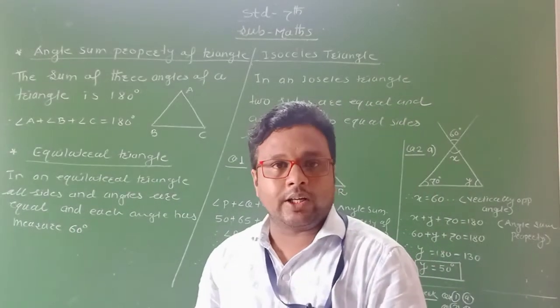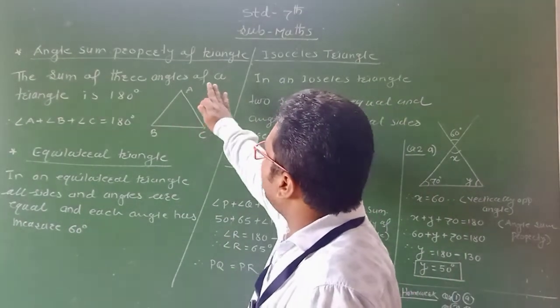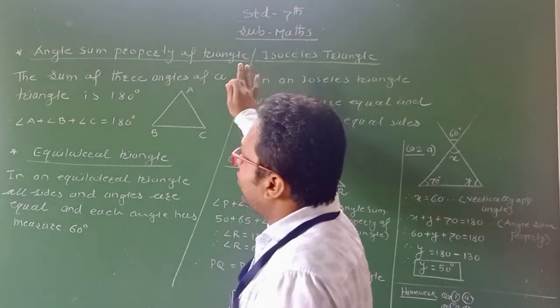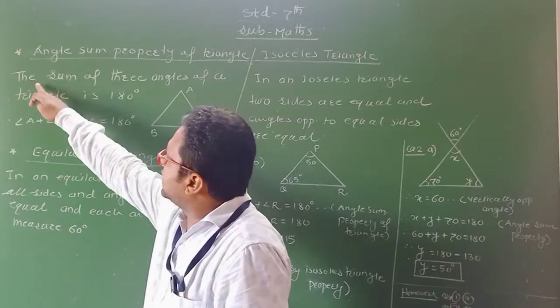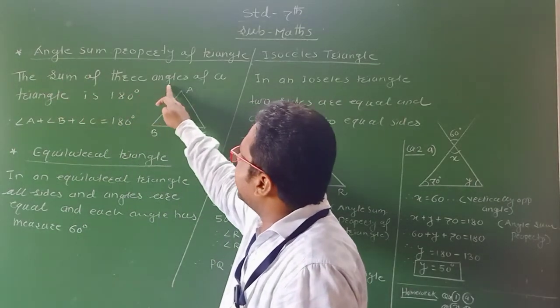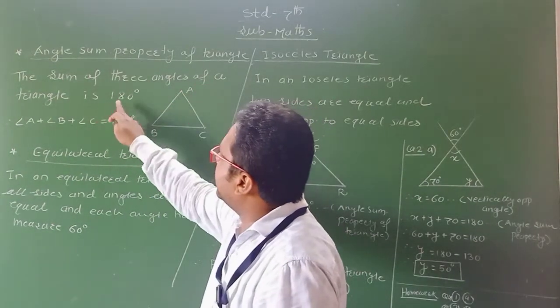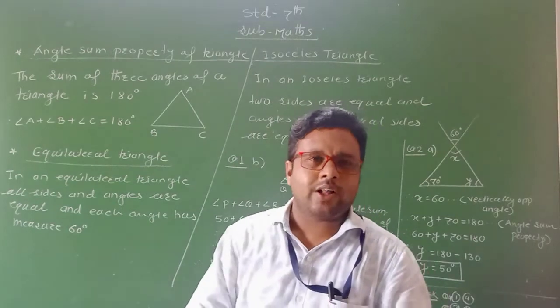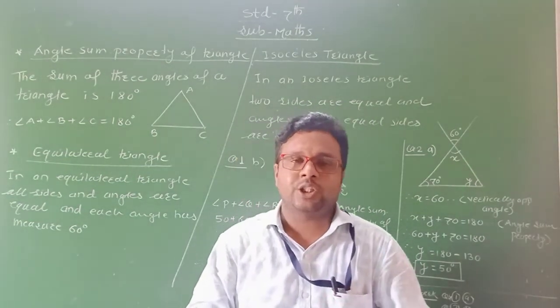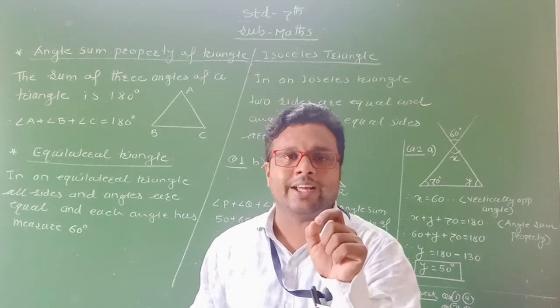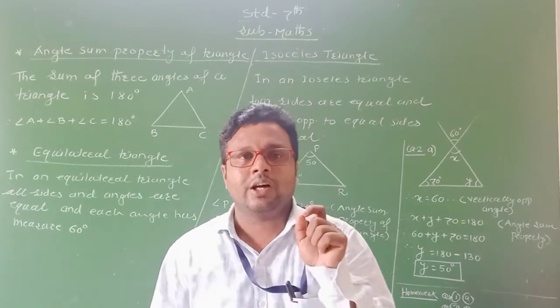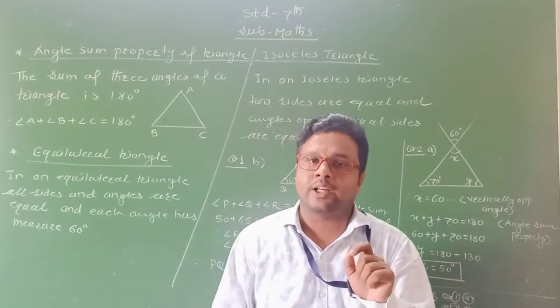Now the first property is the angle sum property of the triangle. Now what is the angle sum property of the triangle? The sum of three angles of a triangle is 180 degrees. For any triangle, if you do the addition of the three angles, you will get their addition equal to 180 degrees. This is called the angle sum property of a triangle.